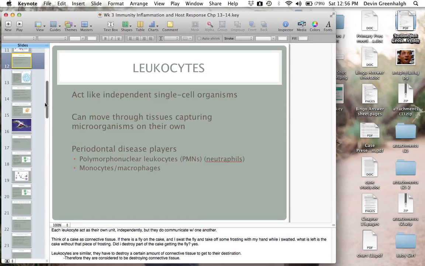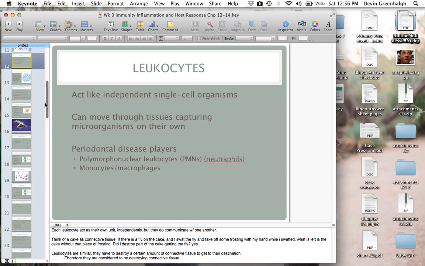They can move through tissues capturing microorganisms on their own. In periodontal disease, the leukocytes are PMNs or neutrophils, and monocytes or macrophages. Each leukocyte acts as their own unit, independent, but they can also communicate with each other.